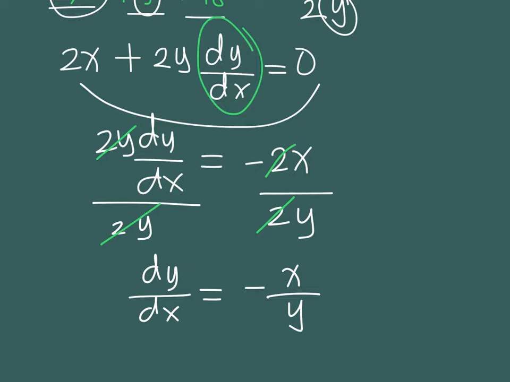Okay, so in this case, if we apply implicit differentiation, to have y on the other side is okay. You can leave it on the right side. Okay, so dy over dx is equal to negative x over y. So that's how we perform implicit differentiation. Any question? Are you able to follow?